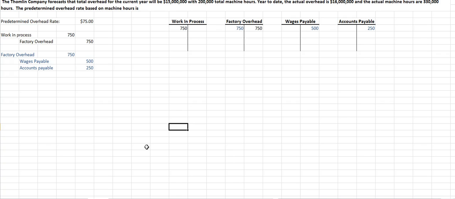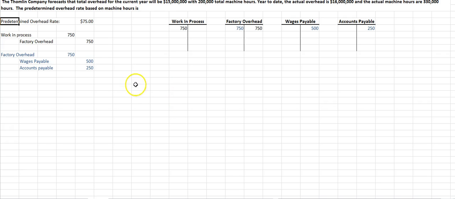So companies do estimates, and they do what they call a predetermined overhead rate. Somebody's going to say, well, I think we're going to spend $20,000 in, I don't know, factory insurance, and $15,000 in total wages for the year, as far as supervisory wages and janitorial expenses and so forth.